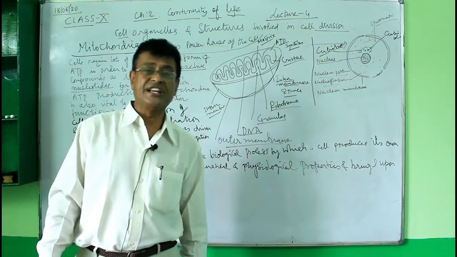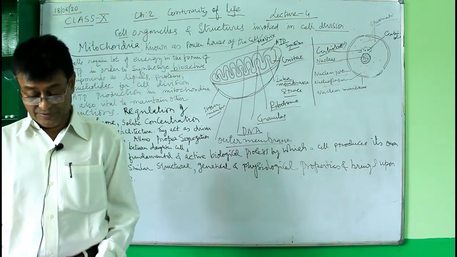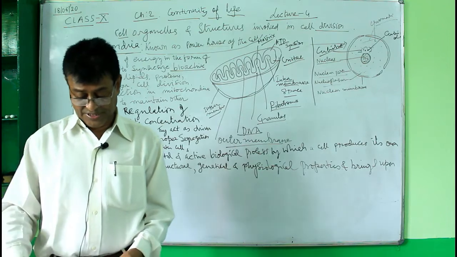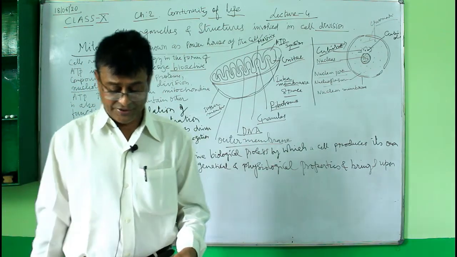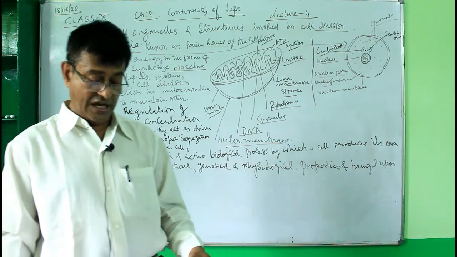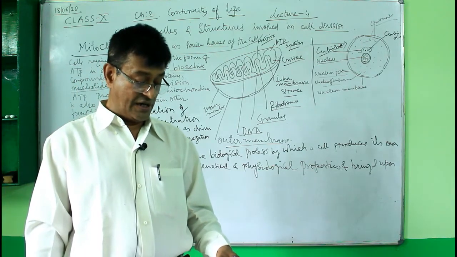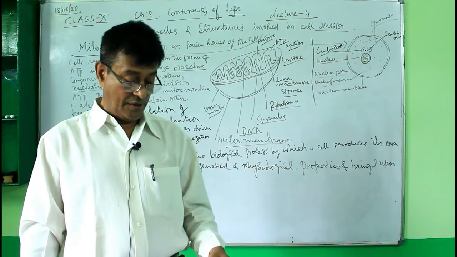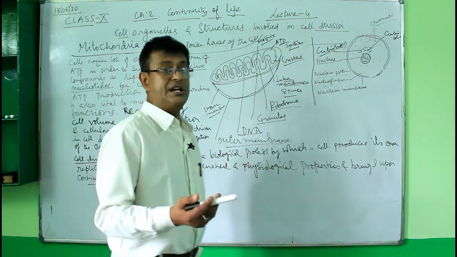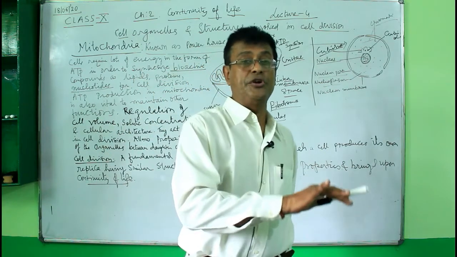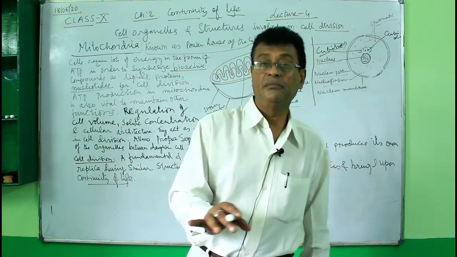Now we have the significance of the cell division. What is the significance of cell division? It is a prerequisite for the continuity of life and forms the basis of evolution to the various life forms. If there is no cell division, no life will be continued on the surface of the earth.